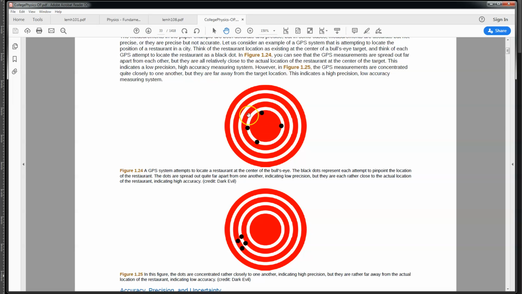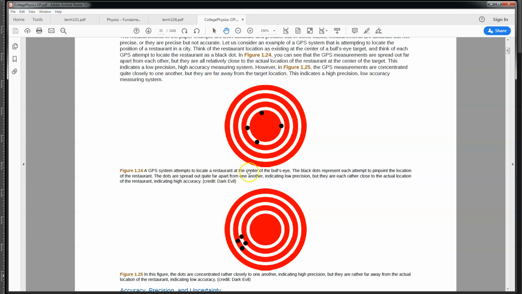And so this means that all of these measurements, at least relative to these other measurements, are much more accurate. But then over here, as you can see, the measurements are not at all close to the actual value of the measurement or the location of the restaurant. And what that means is that this measurement system denotes a system that has low accuracy but of course high precision. As you can see, all of these measurements are close to one another, right?